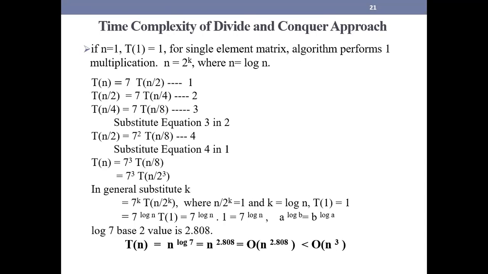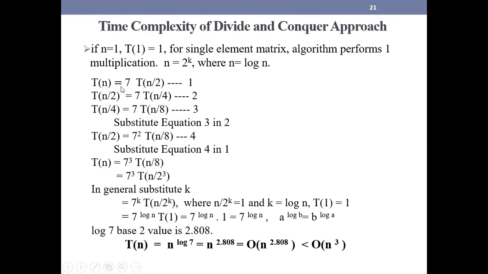That's the initial condition. And we know the relation n equal to 2 power k. That is the basic concept of the divide and conquer approach. For every iteration, the input size is reduced by 2, or half. So if you solve these equations, we can find the number of iterations k equal to log n.